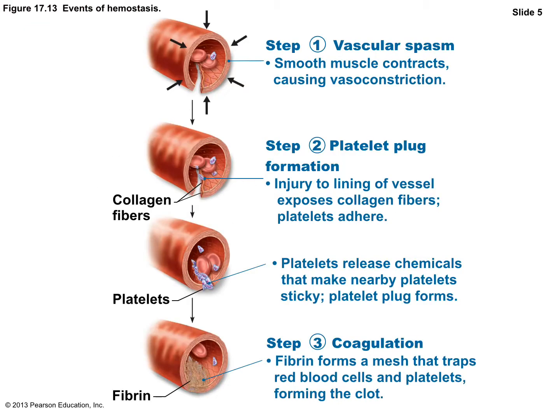So if we review this, we have the vascular spasm or the vasoconstriction, the platelet plug formation with the platelets coming and sticking to the collagen. You can see that in step 2. And then the coagulation where the fibrin forms a mesh that traps the red blood cells and platelets. And then what we're gonna do is something called clot retraction.